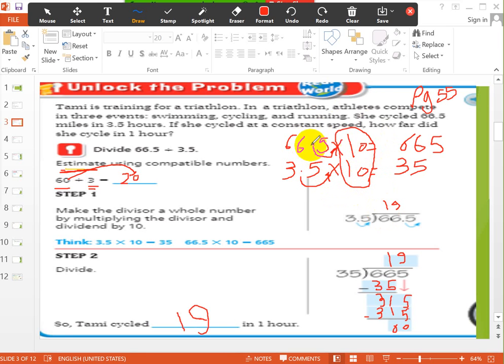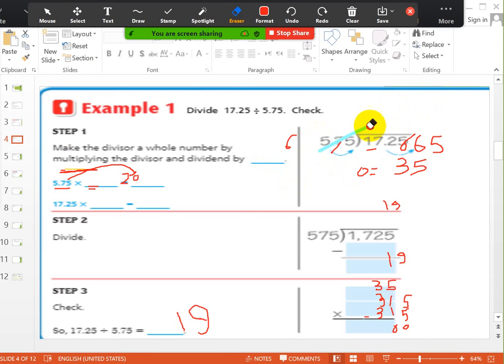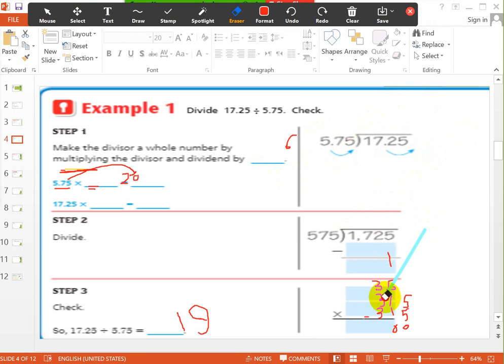So when you multiply it by 10, you have to move the point 1 digit. So the number will be 665, and this number you have to move the point 1 digit, so it will be 35. Now we will move to page 56, please. Open page 56, and let's divide this number so it will be clear for you. Okay, girls? Now I will repeat the same steps.